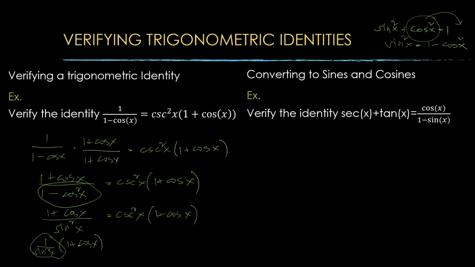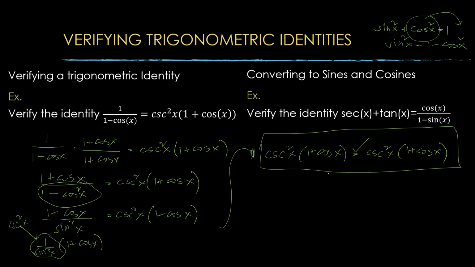And what is 1 over sine of x squared equal to? This is basically equal to cosecant of x squared. Okay, so I'll continue here. Therefore, we have cosecant of x squared multiplied by 1 plus the cosine of x, and therefore they are indeed equal. Okay, that's how you verify this trigonometric equation.